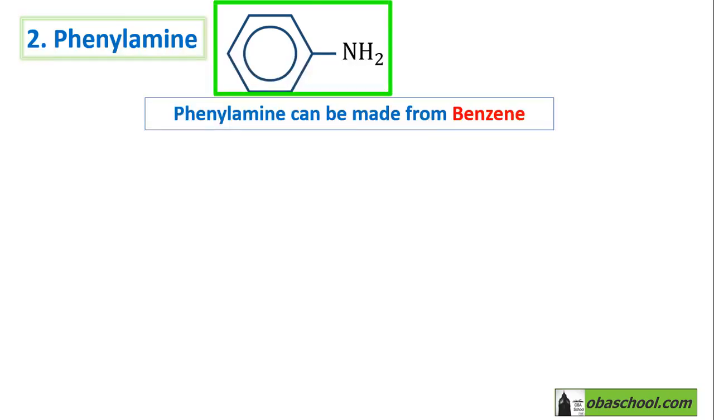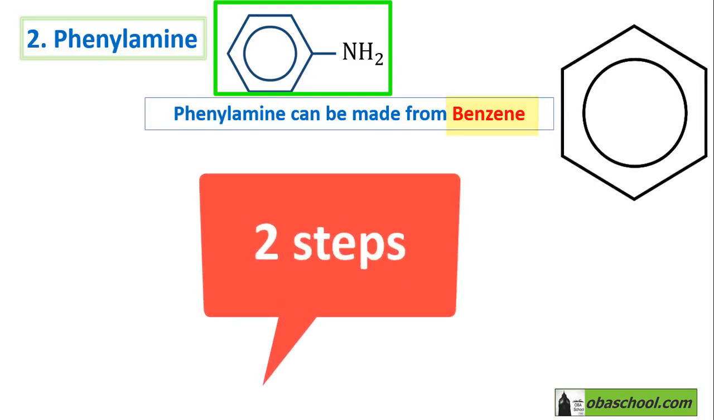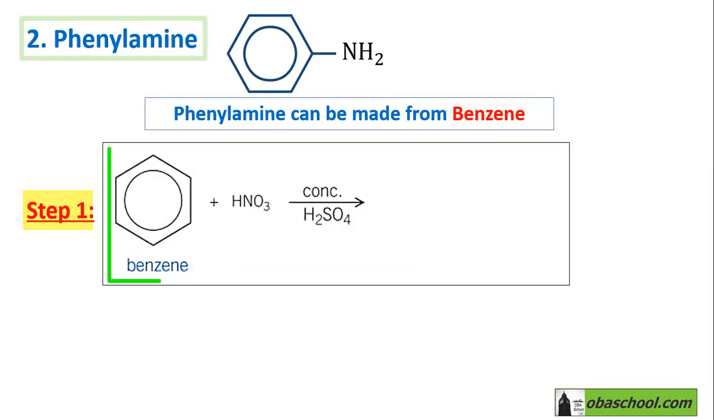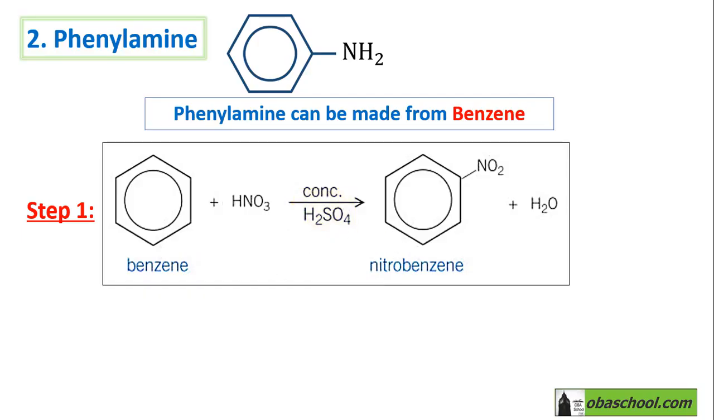Second, we're going to discuss the preparation of phenylamine. Phenylamine is the simplest aryl amine, and phenylamine can be made from benzene according to two steps. Step number 1, benzene is reacted with a mixture of concentrated nitric acid and concentrated sulfuric acid. This produces nitrobenzene. Now, what will happen in the second step?